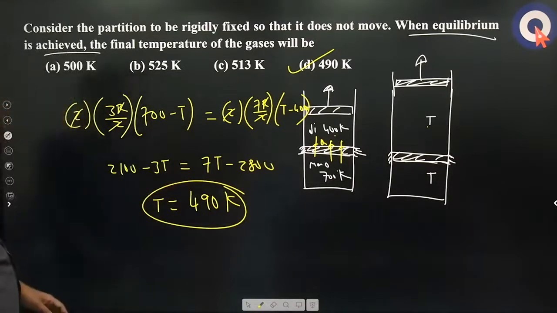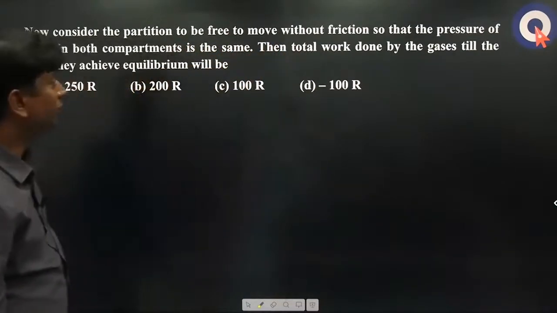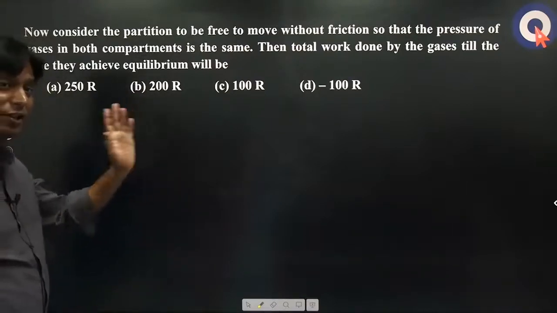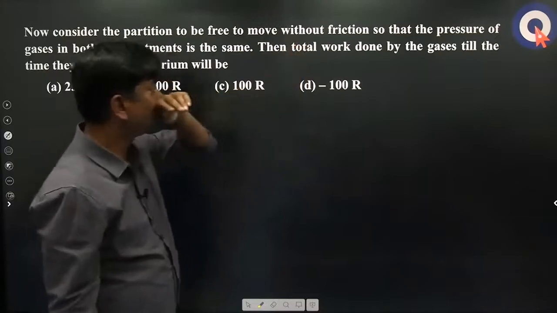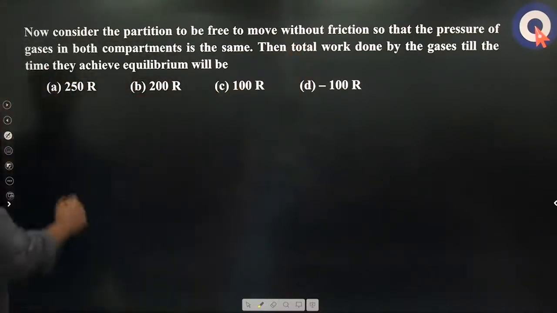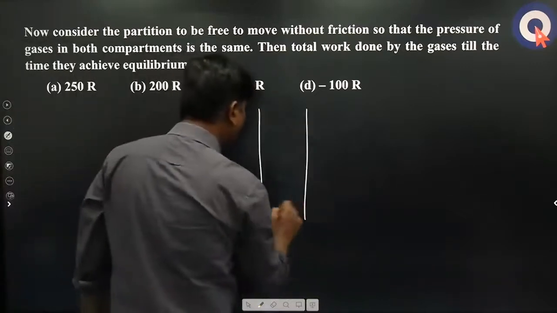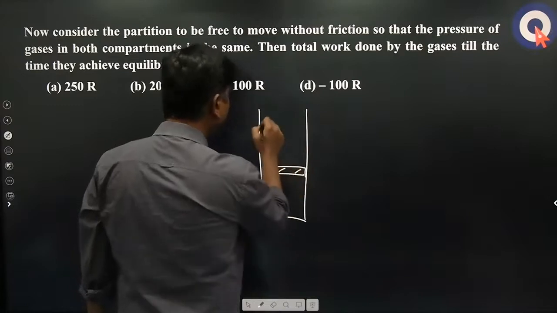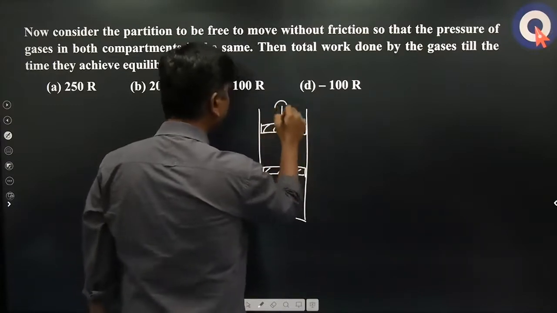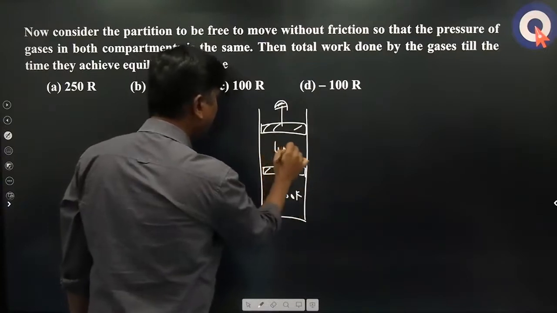And the second bit is also there. Now consider the partition to be free to move without friction, so that the pressure of the gas in both the compartments is the same. Then the total work done by the gases till they achieve equilibrium will be. This is another question. Initially it was like this. This was also movable, this was also movable. 700 Kelvin, 400 Kelvin.